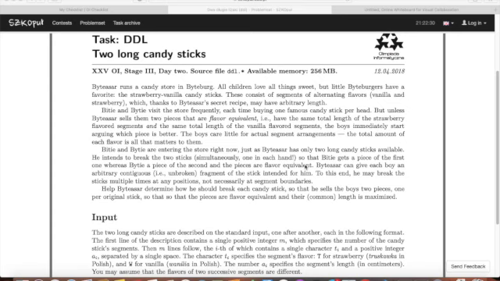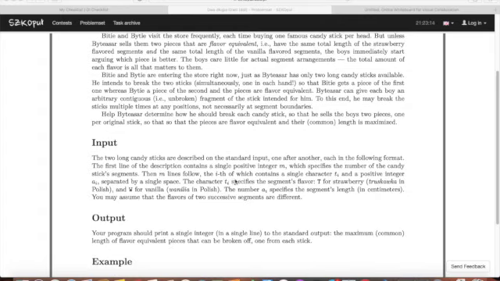Hi everyone, this is the problem 2 long candlesticks from POI round 3 2018. This is from day 2. To summarize the problem, we are basically given two arrays. Essentially every element corresponds to a flavor and a length. So the flavor can be of two types. There is T for strawberry and W for vanilla, and then the length can be some integer.